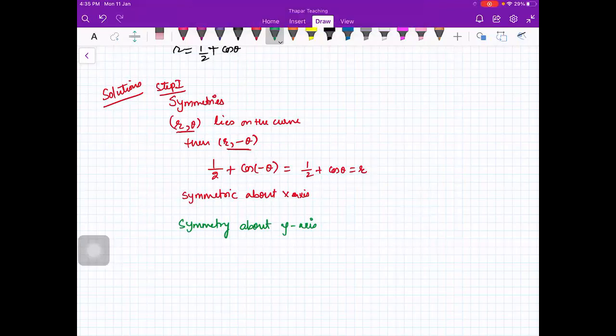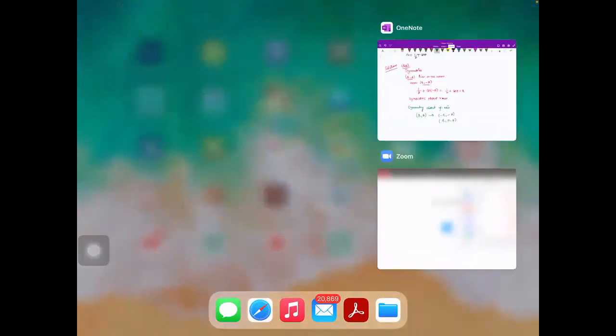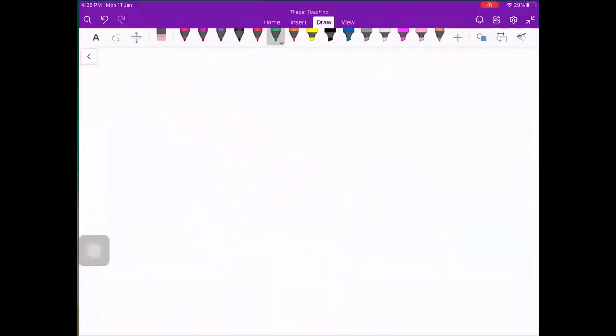Ma'am, if r comma theta is on the curve, then minus r comma minus theta should be on the curve, or r comma pi minus theta should be on the curve. Yes. Beta, please, you have to remember these things, only then will you be able to plot. Now can you check? There is somebody in the waiting room. Can you check? Is it there or not?